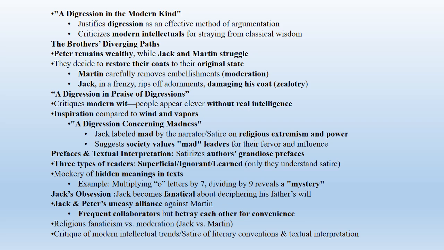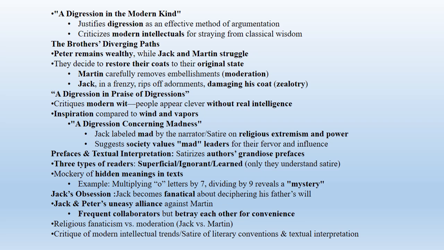In section 6, Peter continues to live in wealth, while Jack and Martin, now impoverished, cling to each other for support. They decide to restore their coats to their original condition by removing the embellishments they had previously added. However, Martin takes a measured approach, carefully undoing the changes, whereas Jack, driven by zealotry, rips off the adornments in a frenzy, damaging his coat. This difference in method highlights their diverging ideological paths.